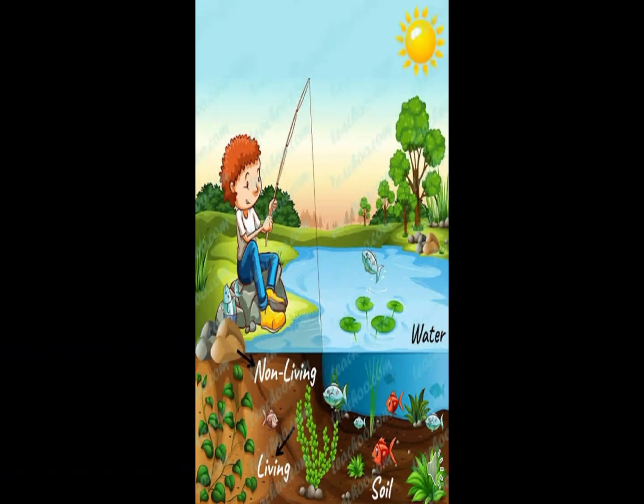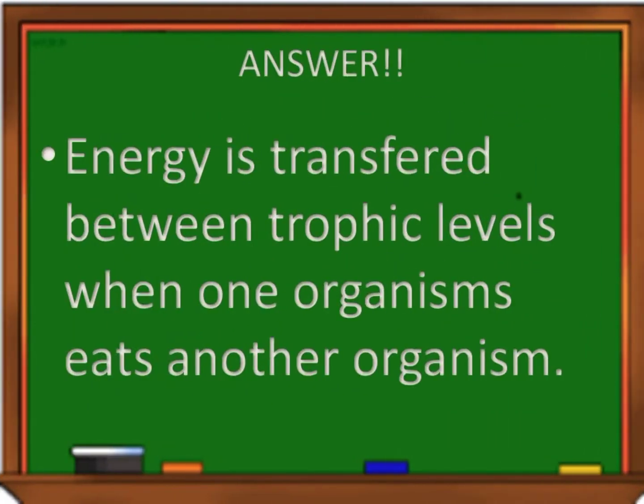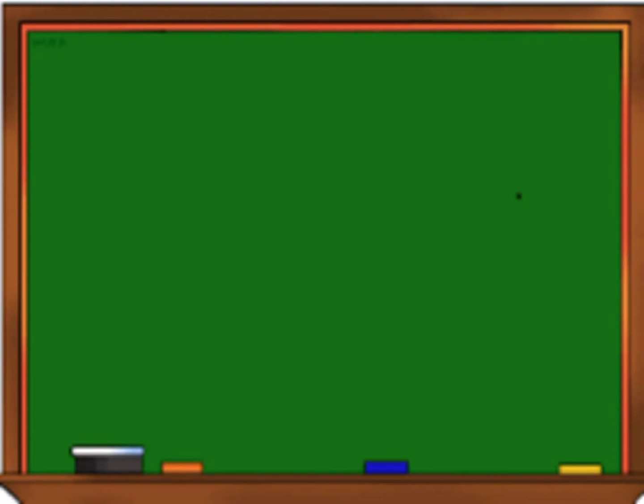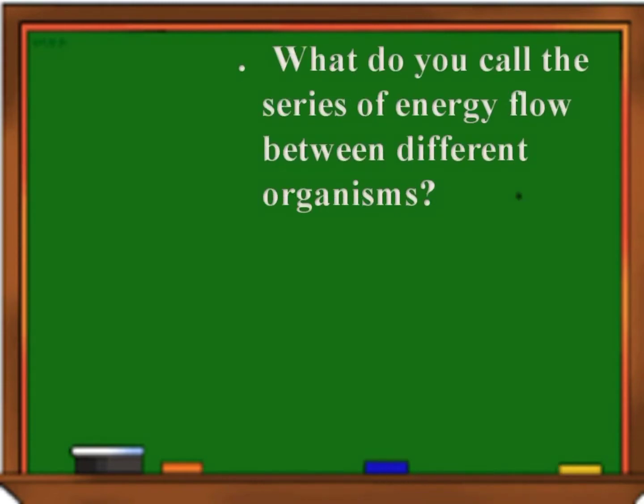Now guys, how does energy become transferred from one organism to another? Energy is transferred between trophic levels when one organism eats another organism. How about the next picture? What do you see in the picture? What do you call the series of energy flow?